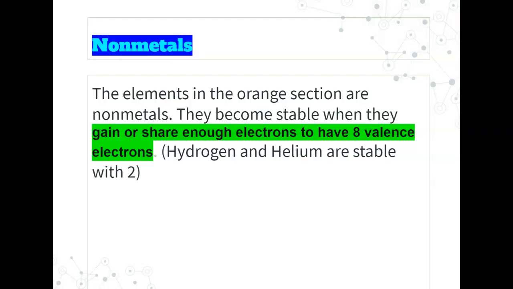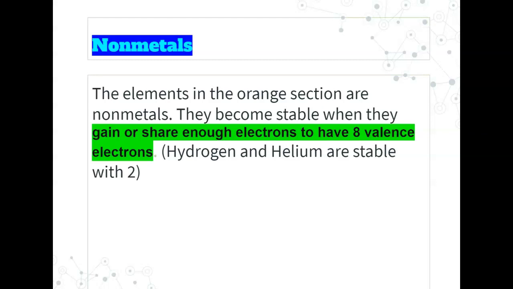Nonmetals, the opposite. They will usually have 4 or more valence electrons. Chlorine has 7 valence electrons. It's a halogen. In the halogen family, it has 7 valence electrons. For it to get to 8, it's easier for it to just gain an electron. What it often does, and this is a good food additive for us, is salt. It will gain the electron that sodium lost to get to 8.